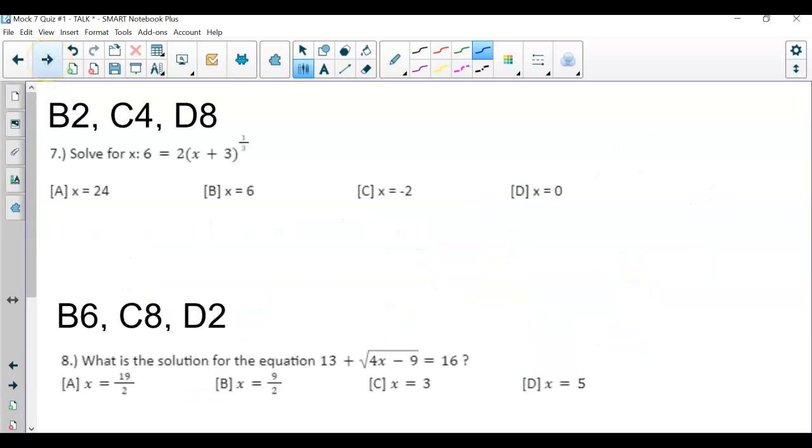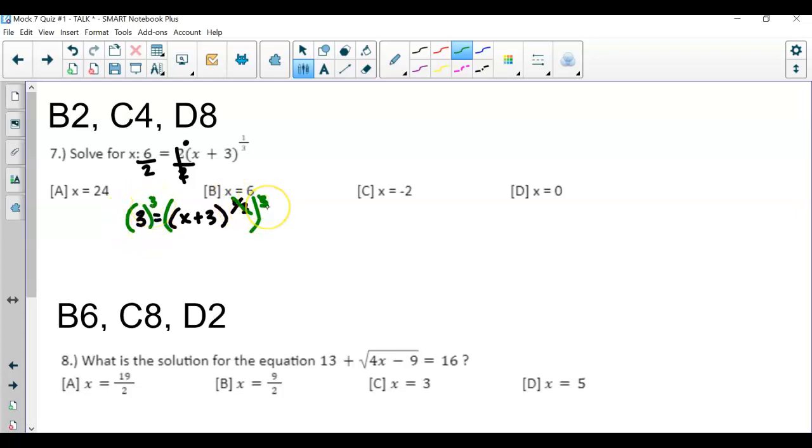Now question number 7. Again, look for this one on your version. But notice how you have this value here, x plus 3, all being raised to the 1/3 power. However, right now it's being multiplied by 2. So this first step was actually to get rid of that, get the parentheses by itself and divide by 2. So really the equation you end up solving here is 3 is equal to x plus 3 to the 1/3 power.